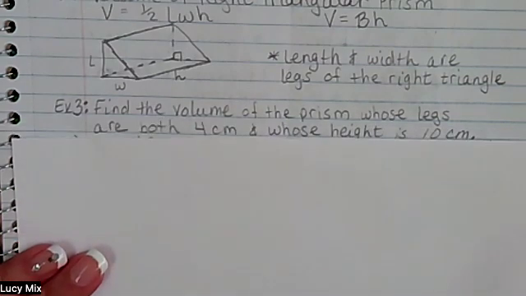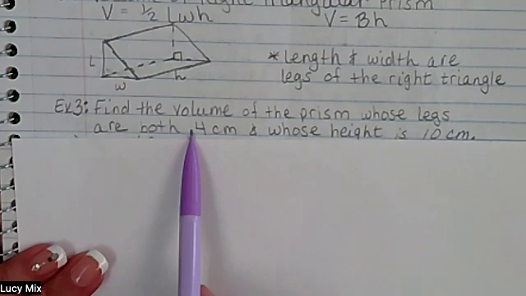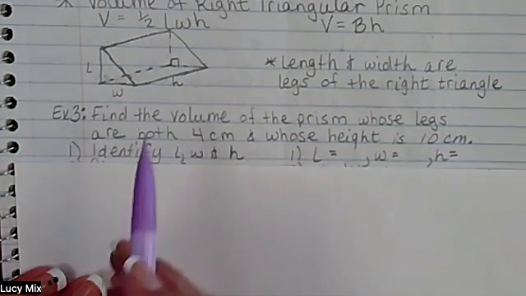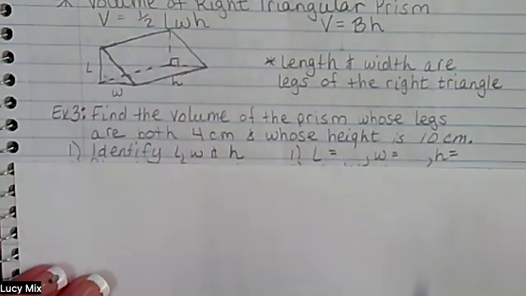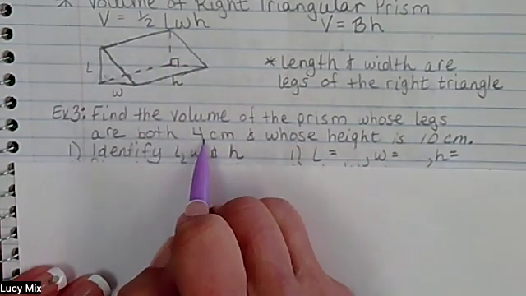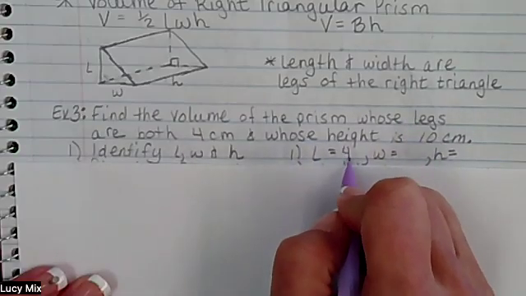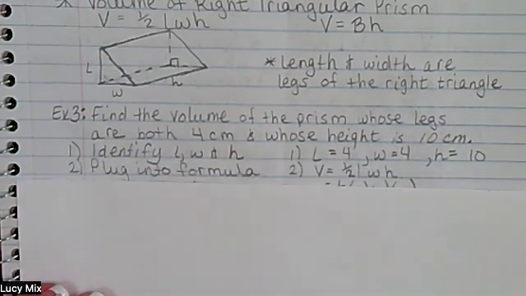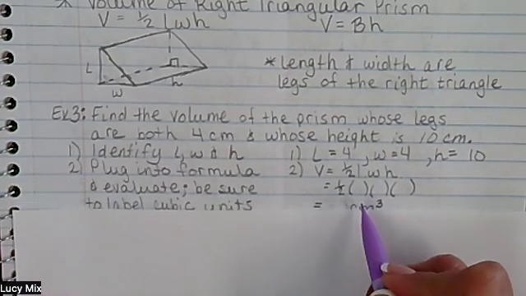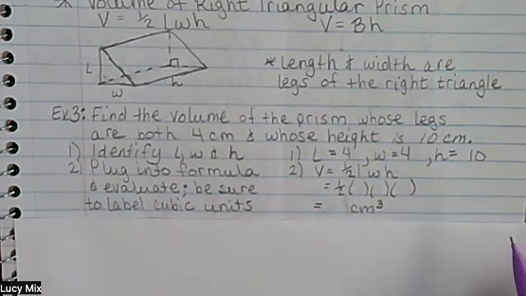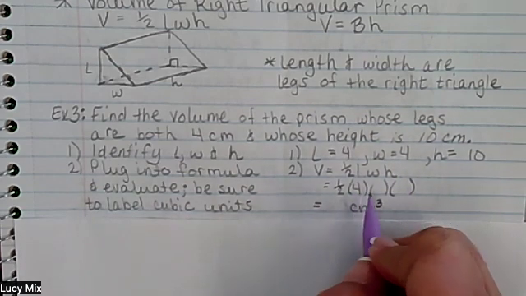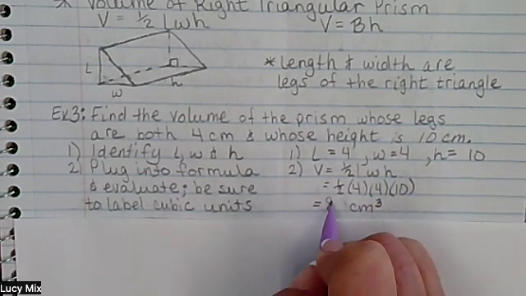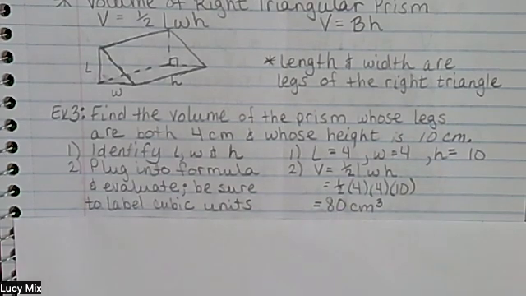So find the volume of the prism whose legs are both 4 centimeters and whose height is 10. So again, we need to identify length, width, and height. Length and width are the same because the legs are the same. Those are both 4. Height is 10. Plug that into your formula and make sure that we label cubic units. 1/2 of 4 times 4 times 10. And trusty calculator says that is 80 cubic centimeters.